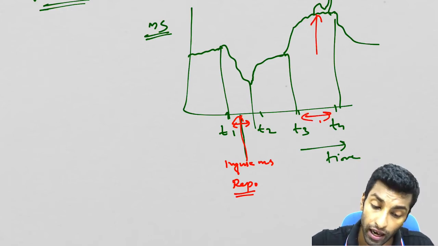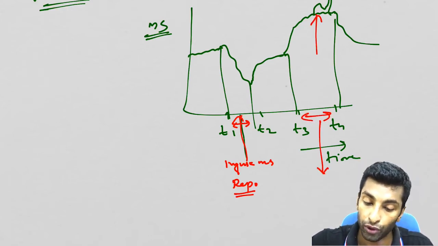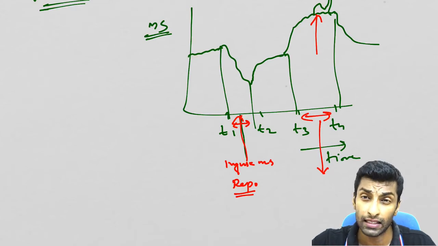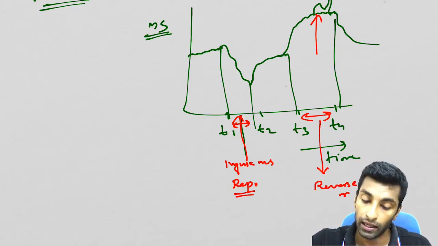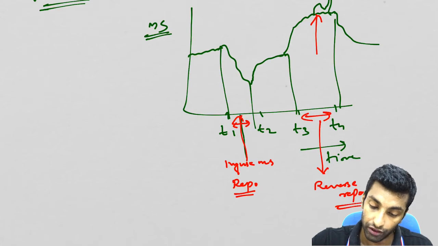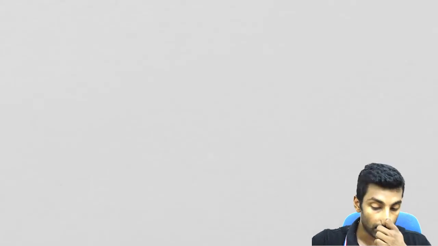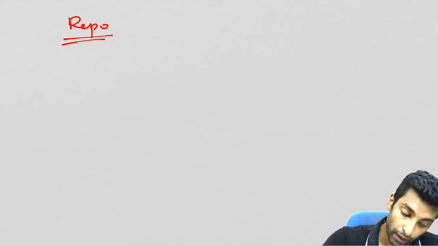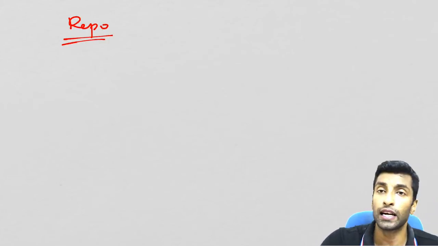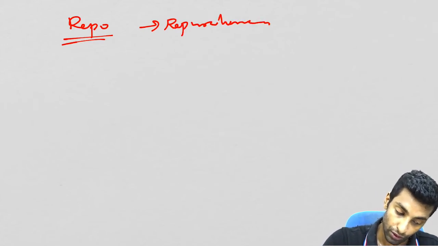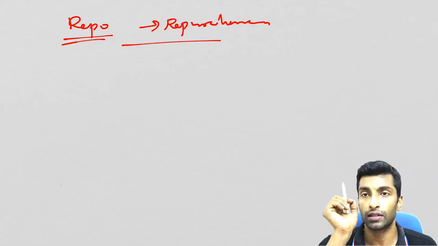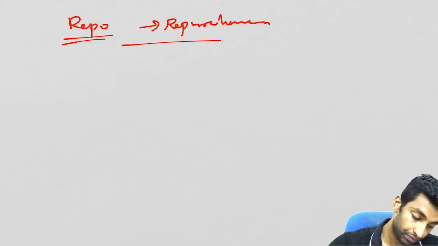Now here what you can see, high money supply. So T3, T4, you can see here high money supply. So excess money supply, what does RBI have to do? RBI has to suck out the money. So here reverse repo. Okay, I'll tell you what is repo and what is reverse repo in the next 5 minutes. Okay, so let's go for repo. Repo stands for repurchase.